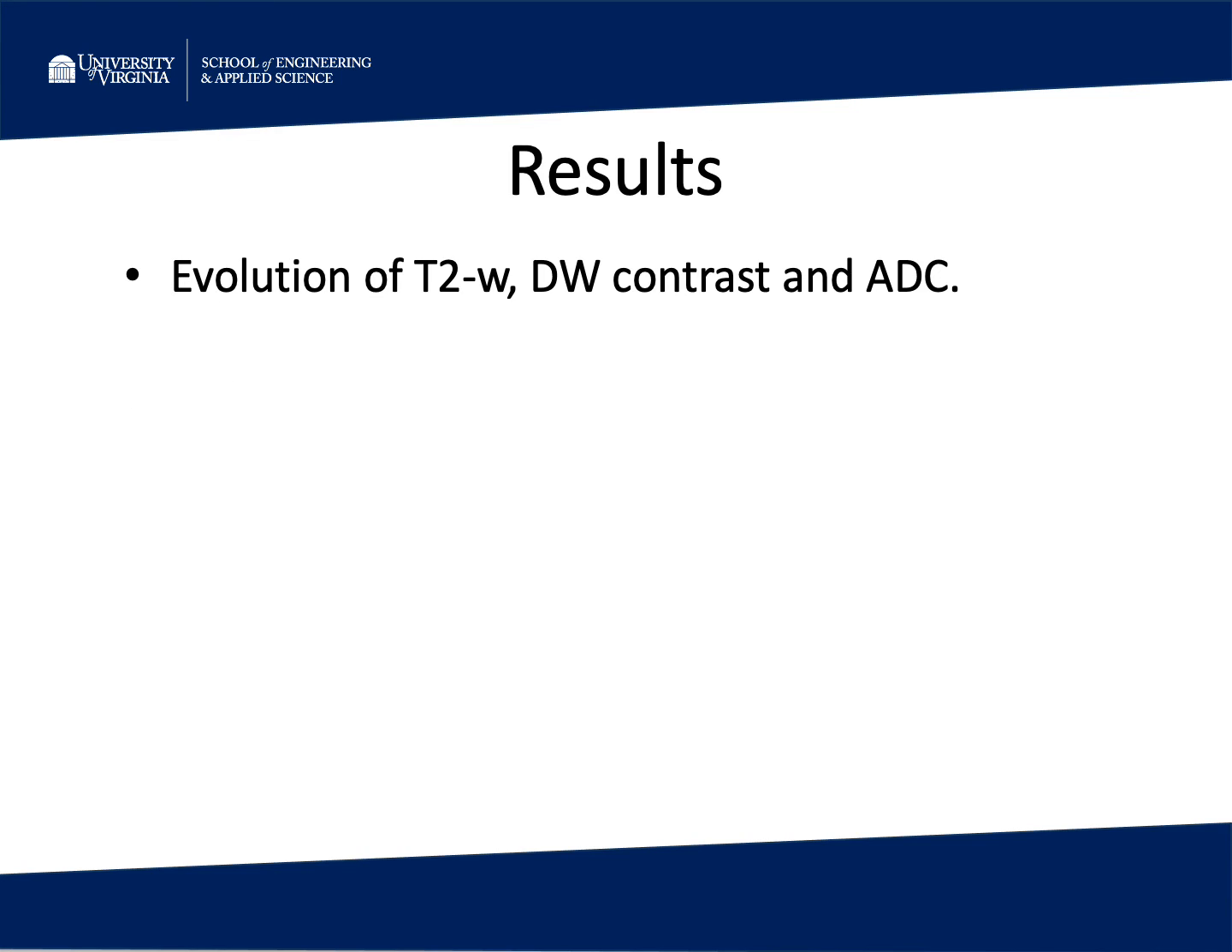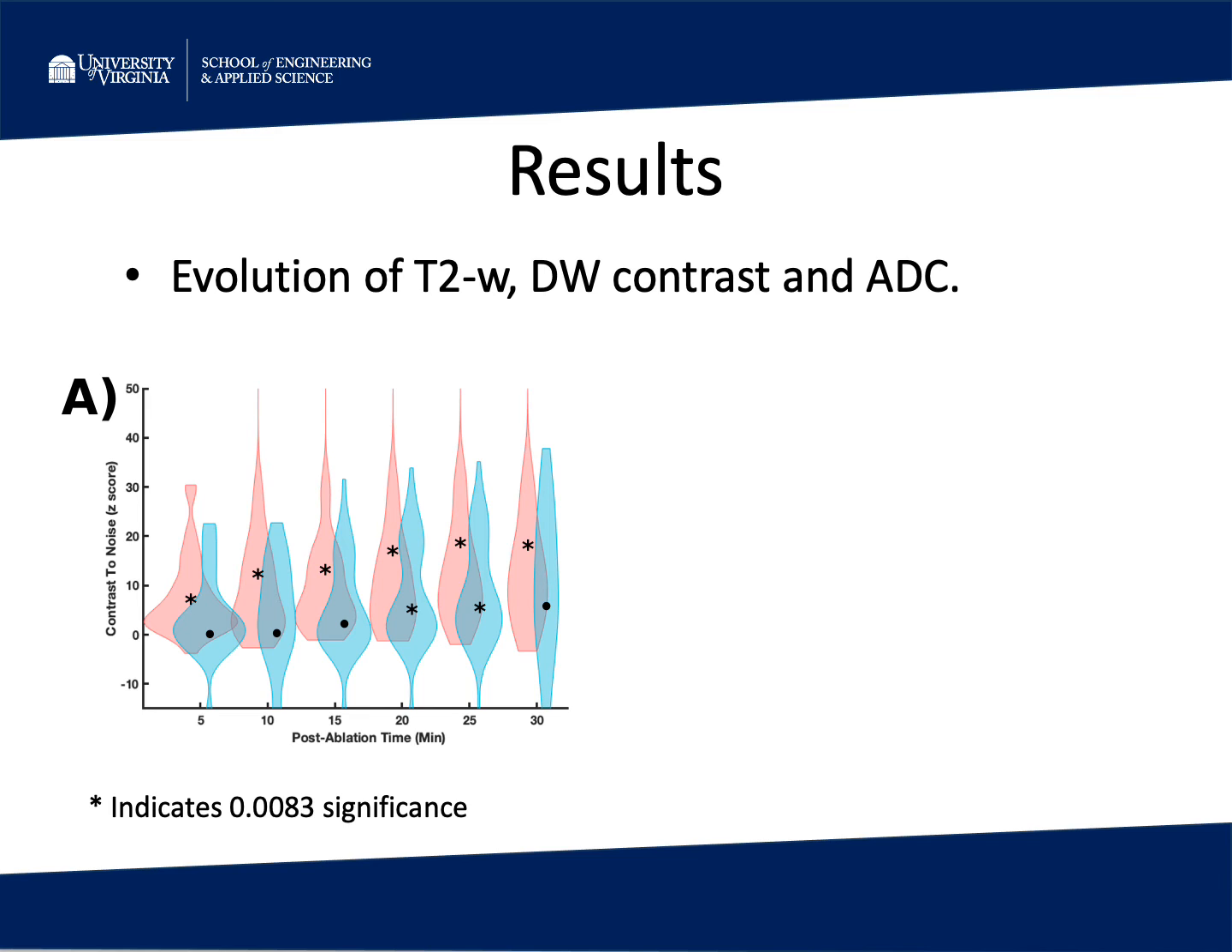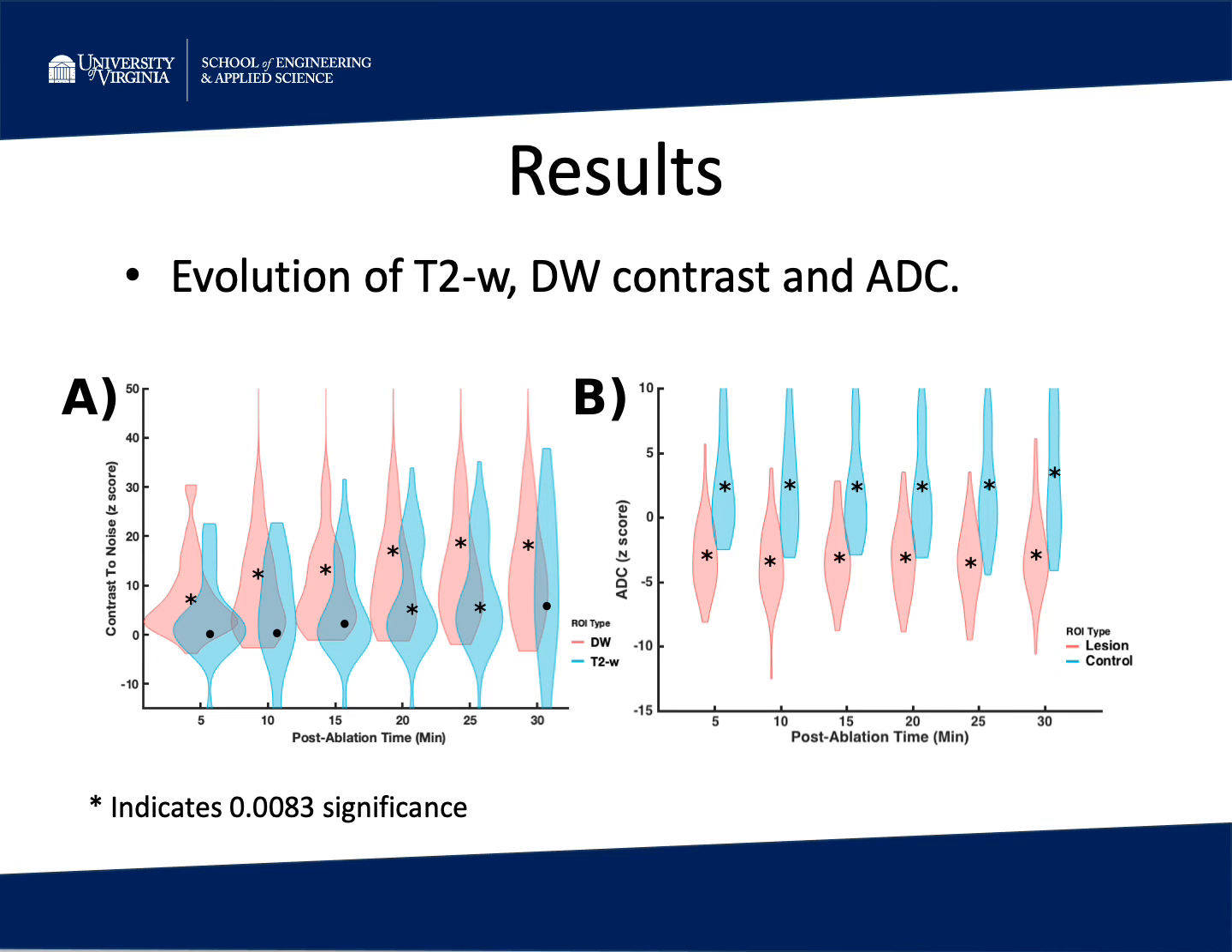On to the results. When plotted as a function of time, the z-score showed on average an immediate increase in diffusion-weighted contrast relative to the baseline mean and standard deviation. This contrast increased with time after ablation. Meanwhile, the T2-weighted z-scores took approximately 20 minutes before displaying, on average, significant changes in contrast levels.